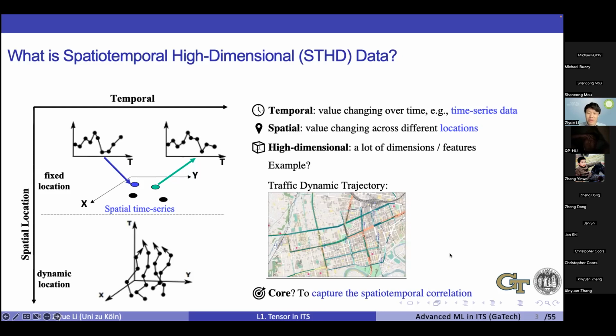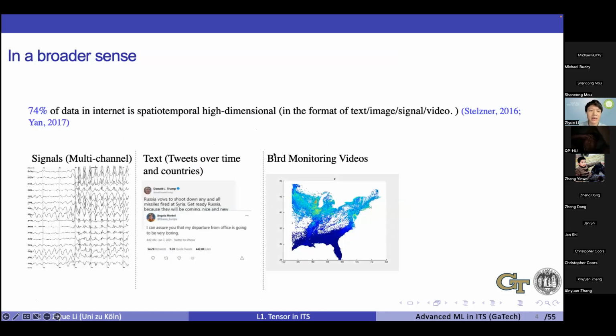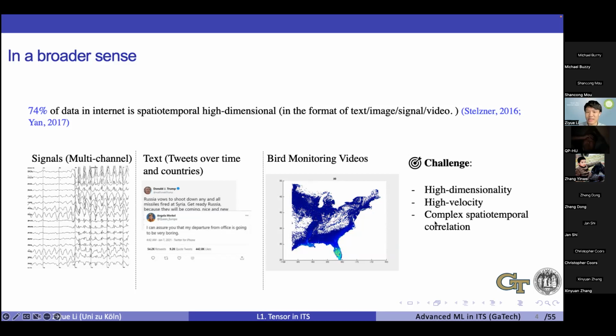Let me explain the concept a little more. This kind of data is popular not only in transportation, but in a broader sense, more than 74% of the data on the internet is spatial temporal high dimensional data. For example, in manufacturing, signals from multiple channels, or even text changing over time, such as Twitter posts over time and across different countries, and also bird monitoring videos. Once again, the challenge is the complex spatial temporal correlation.